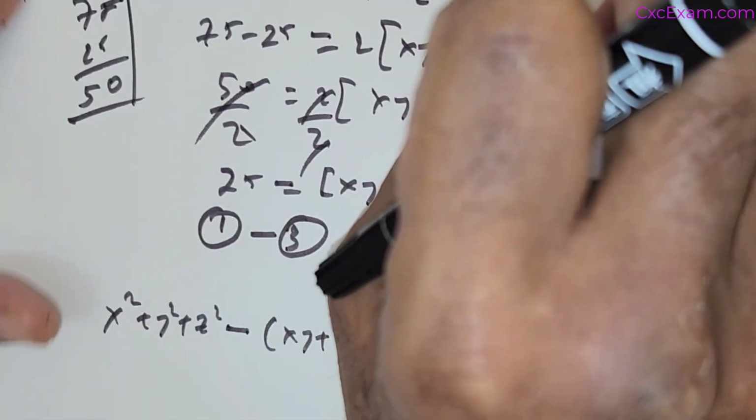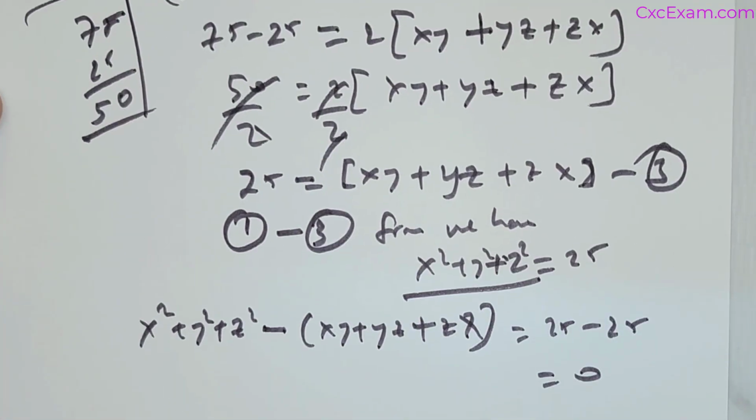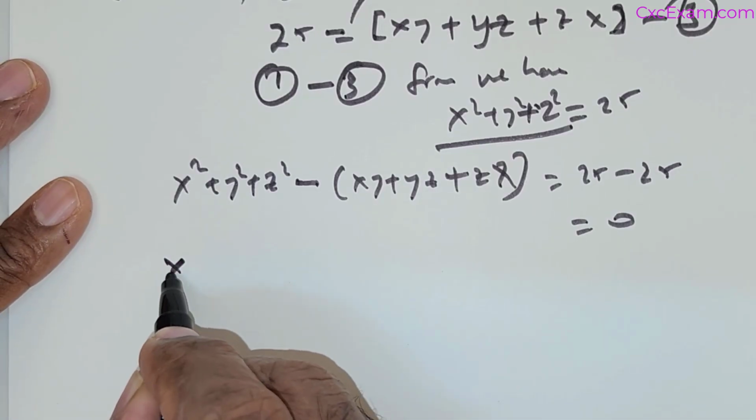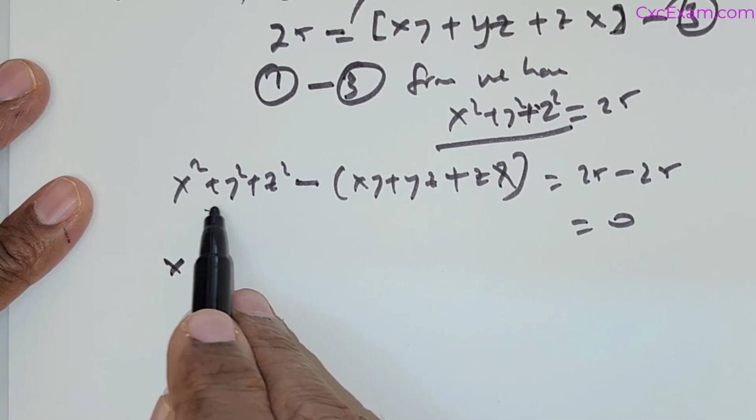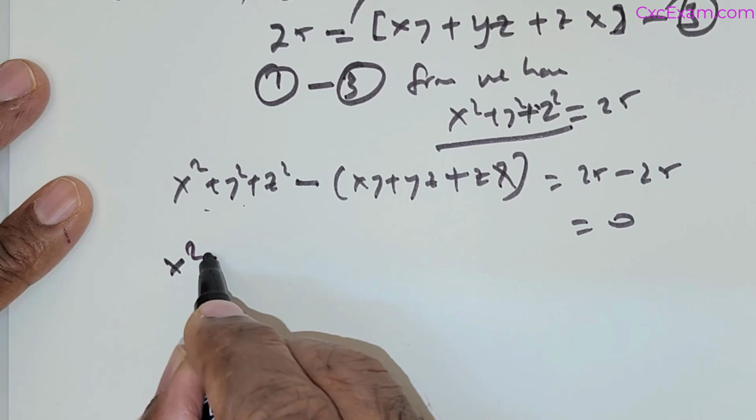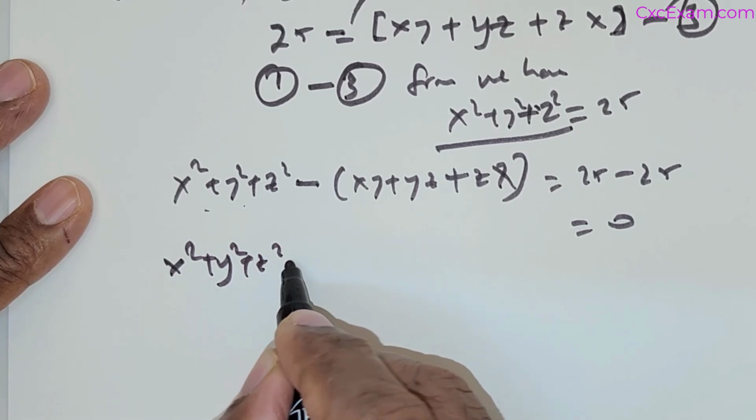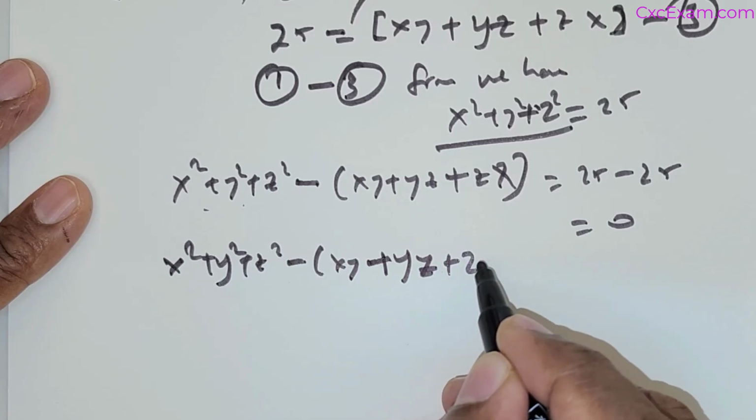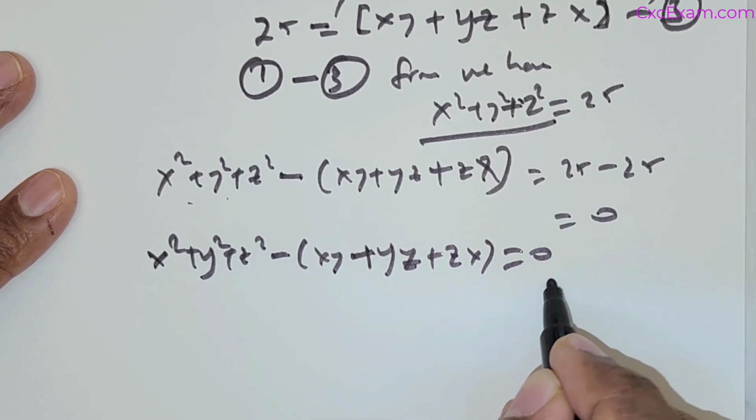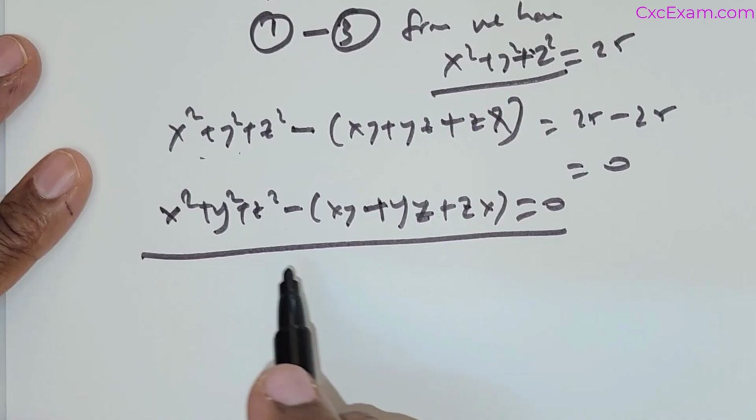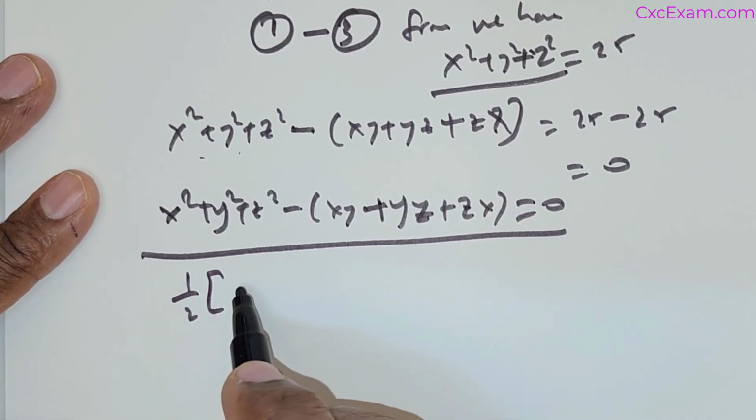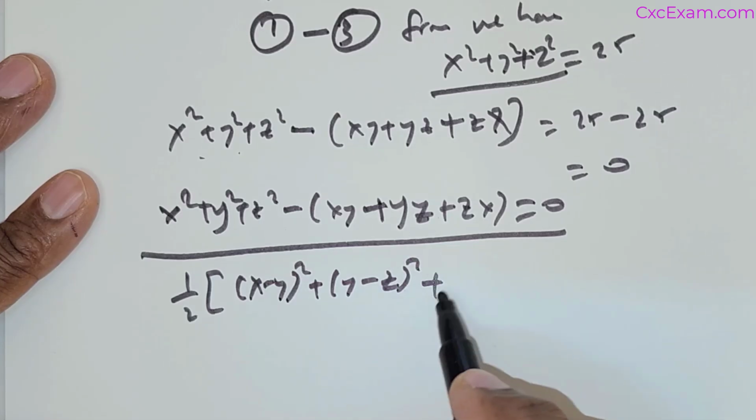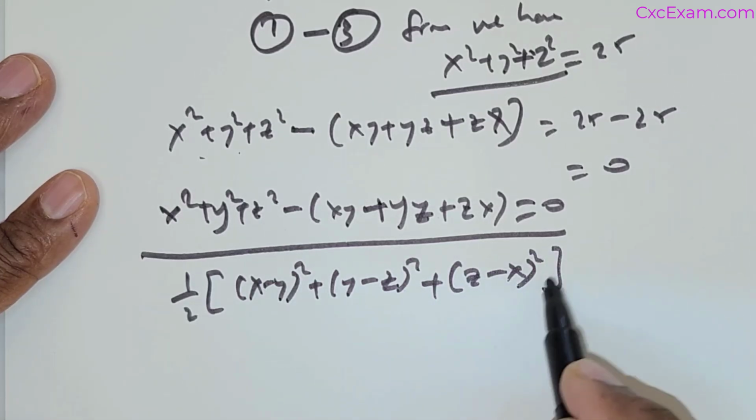Now what is this? This can be rewritten as x squared + y squared + z squared minus (xy + yz + zx) is equal to 0. This is what we have got. Now I'm going to rewrite this as (x minus y) whole squared + (y minus z) whole squared + (z minus x) whole squared is equal to 0.